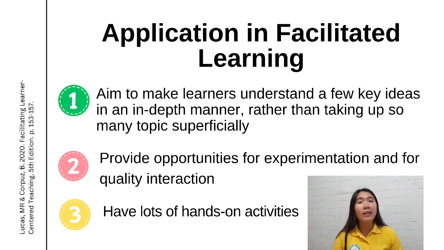Third, have a lot of hands-on activities. Hands-on activities are essential for constructivist learning, wherein they engage students directly in the learning process, which allows them to experience, explore, and make connections. For example, instead of reading about plant growth, have students plant seeds, observe their growth over time, and also record their observations because each student has different observations.